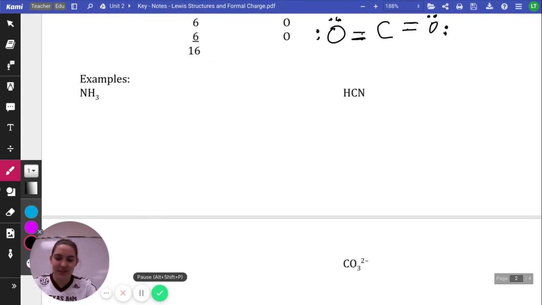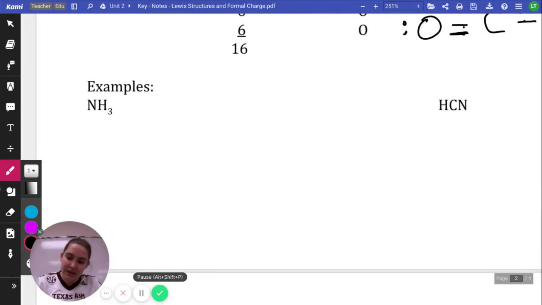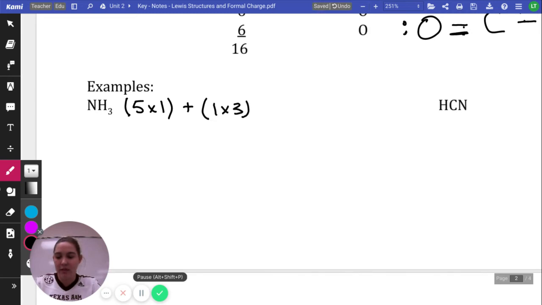Okay, guys, let's do NH3. So far they've always had our valence electrons calculated for us. This time we have to calculate them on our own. So let's start with nitrogen. Nitrogen has 5 valence electrons. We have 1 nitrogen, plus hydrogen has 1 valence electron. We have 3 hydrogens. So this gives us a total of 8 valence electrons.